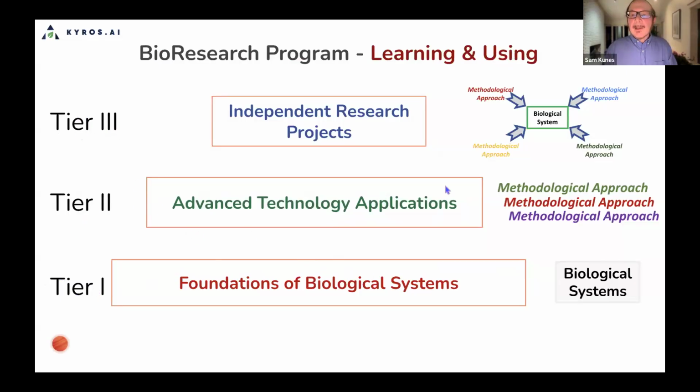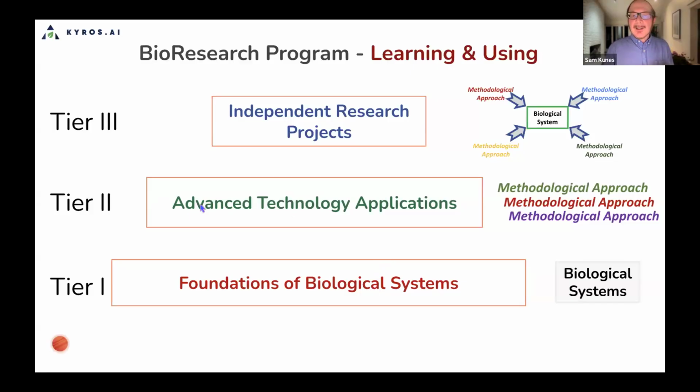And in tier one, especially for those of you who are not very knowledgeable about how biological things work, right? Like what are the components? How do they work together? The first class, the tier one class, focuses on the foundations. In other words, what are biological systems? How do they work? The second part, called tier two, which is coming up in the spring, teaches you about advanced technology.